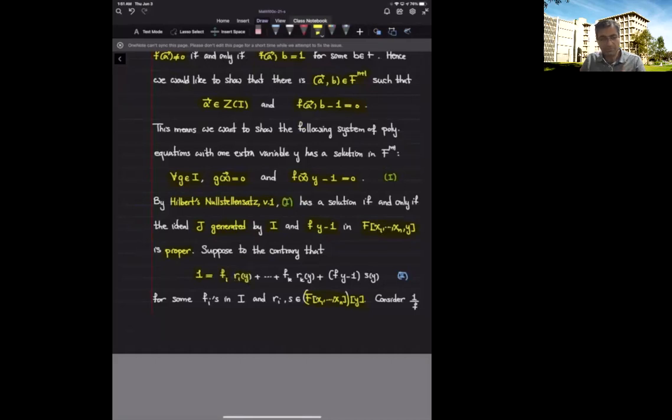some polynomial in terms of y, plus another element of I times a polynomial in terms of y, another element of I times a polynomial in terms of y plus fy minus 1 times a polynomial in terms of y is supposed to be 1. Again, f sub i's belong to ideal I, and these coefficients are inside this ring of polynomials. Okay, so now the key point is the following.